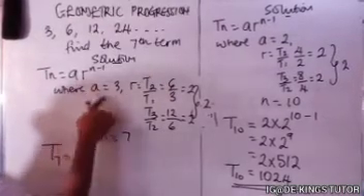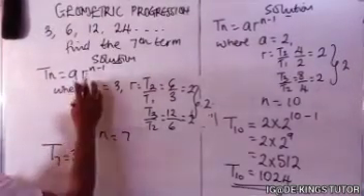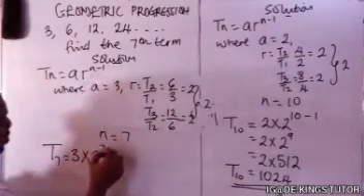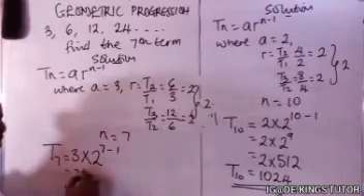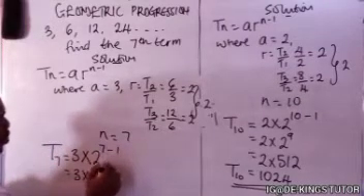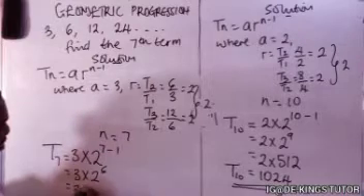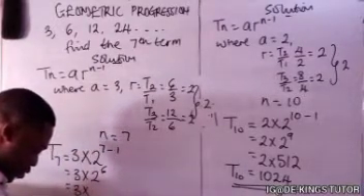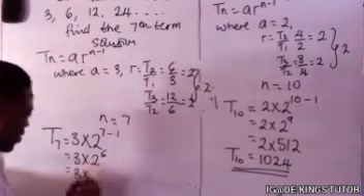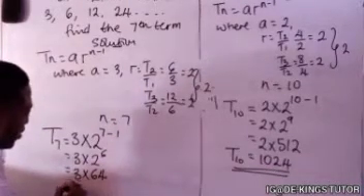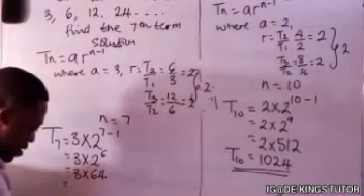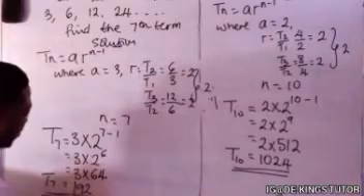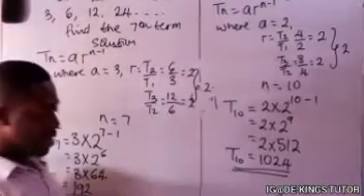So if we do that, we have T7 equals our A, which is 3, times our R, which is 2, raised to our n, which is 7 minus 1. So we have 3 times 2 raised to 7 minus 1, and 7 minus 1 is 6. So we have 3 times 2 raised to the power of 6. 2 raised to the power of 6 will give us 64, and 64 times 3 will give us 192. So the value of the 7th term is 192.